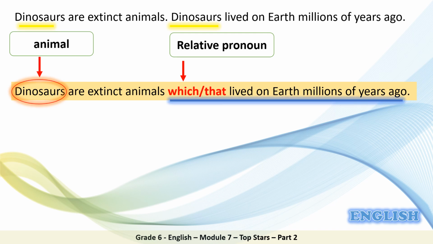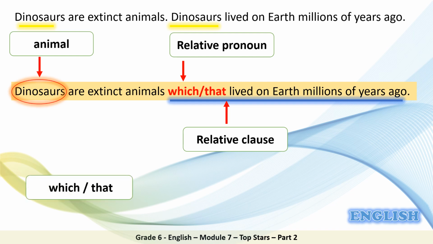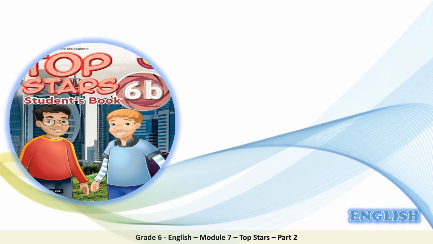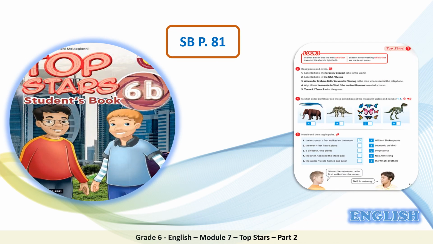Now what do we call this part of the sentence that starts with which, lived on Earth millions of years ago? Good job. We call it relative clause. As we learned in the previous sentences, the relative clause gives me more information about the noun, the name. So which or that refers to animals. Now let's have a look at the grammar books in student book page 81.